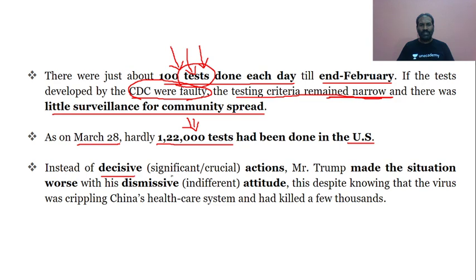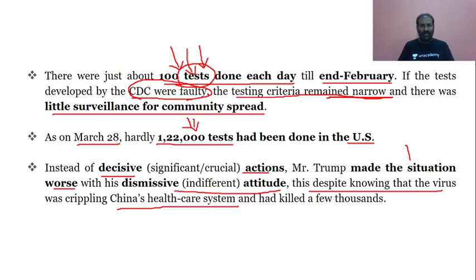Instead of decisive actions, Mr. Trump had made the situation worse with his indifferent attitude, the way he thinks, or the kind of attitude he has taken up, which has made the situation very crucial in USA. And this despite knowing that the virus was crippling China's healthcare system and it has killed thousands of people. In spite of that, Donald Trump, the president of US, hasn't taken it very seriously.